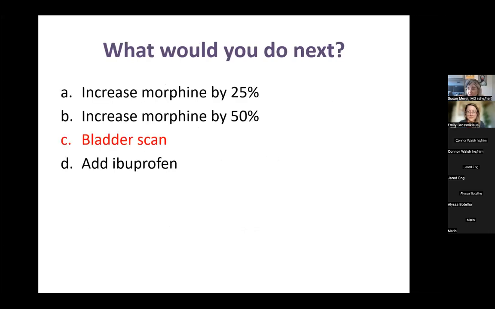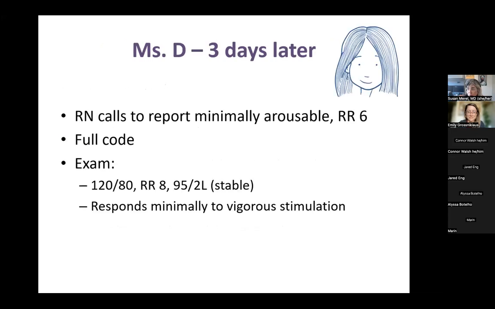So we would bladder scan her. All right. 3 days later, same patient, we've been titrating up her morphine, and the nurse calls you and says, gosh, I can't wake her up, and she's breathing about 6. She's full code. The rest of her vitals, thankfully, are stable. Her respiratory rate is 8 when you get there, and you do a sternal rub, and she kind of wakes up and goes back to sleep.